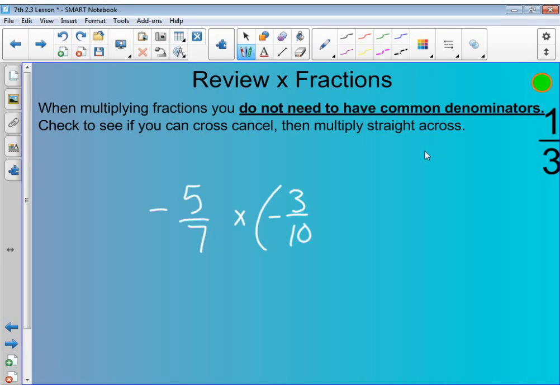-3/10. Now the reason I'm putting that second one in a parenthesis is just so that you realize that it's not times a minus, it's times a negative. So now you're gonna go through, work your way through this problem, so you can pause your video, work your way through, and then check back in just a second to see what your final answer is.